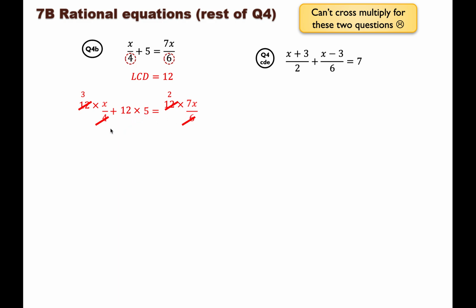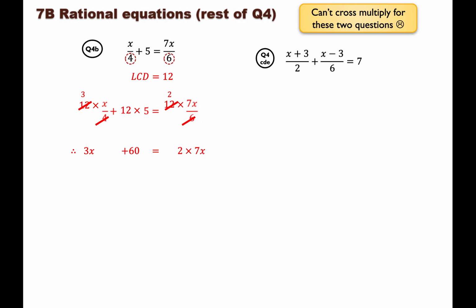Okay, let's tidy this up a bit. The first term looks like 3x. Because the 12 has disappeared, the 4 has disappeared, it's just 3 times x. Plus, this second term is easier. 12 times 5 is 60. Then I have my equal sign. Now, I've got 2 times 7x on the top, on the numerator, and nothing on the bottom. Because it's divided by 1, it just disappears. So the top says 2 times 7x. So I'll write that here.